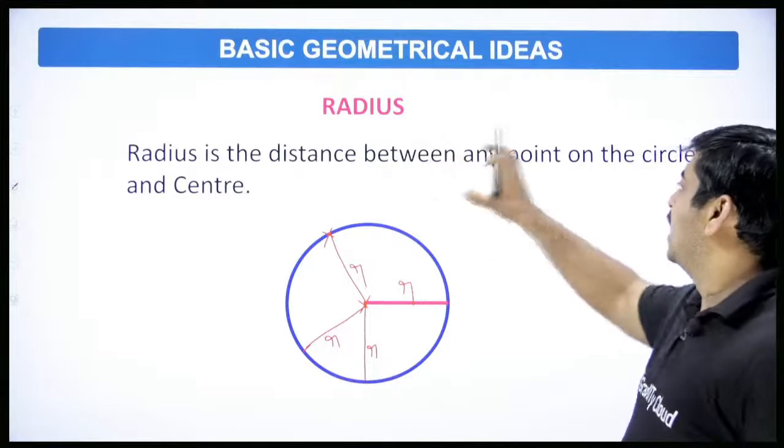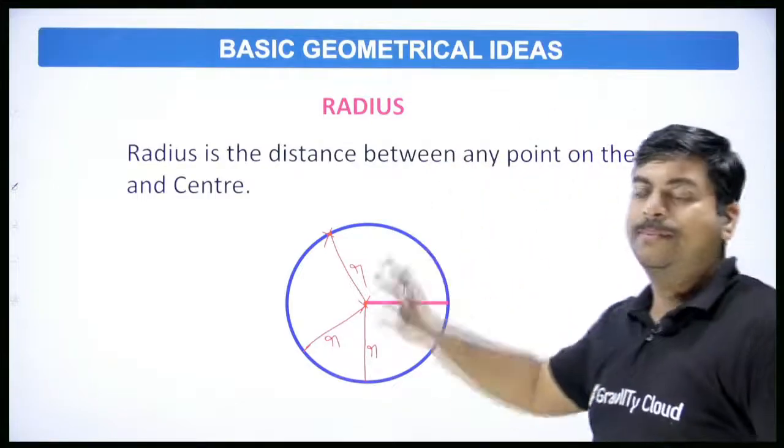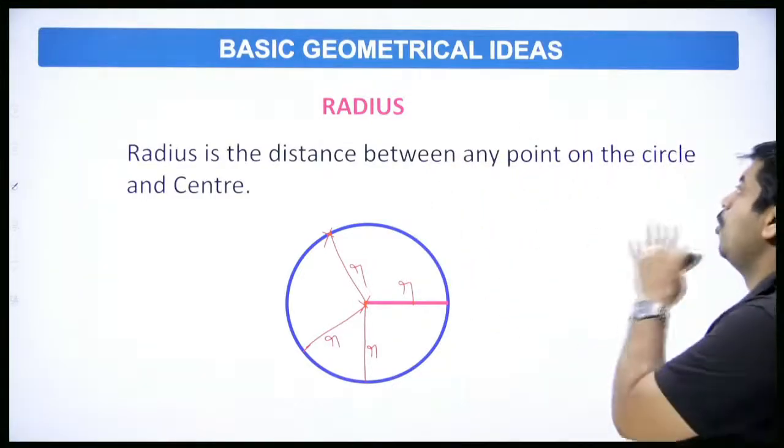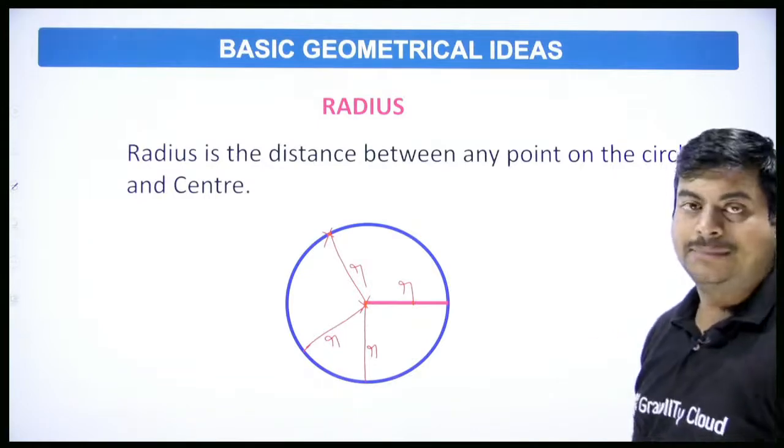Radius is the distance between any point on the circle and the center.